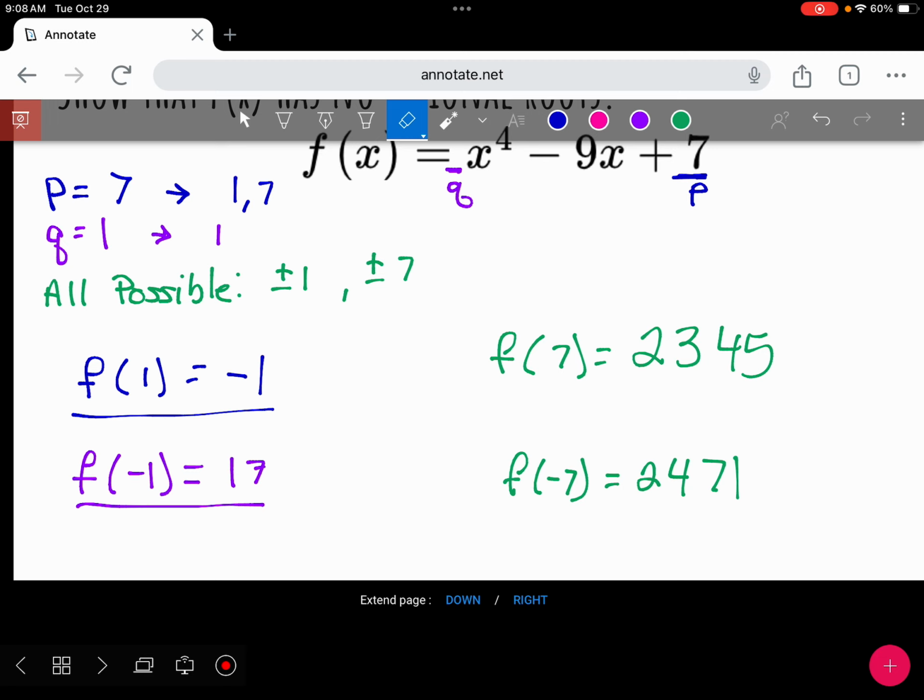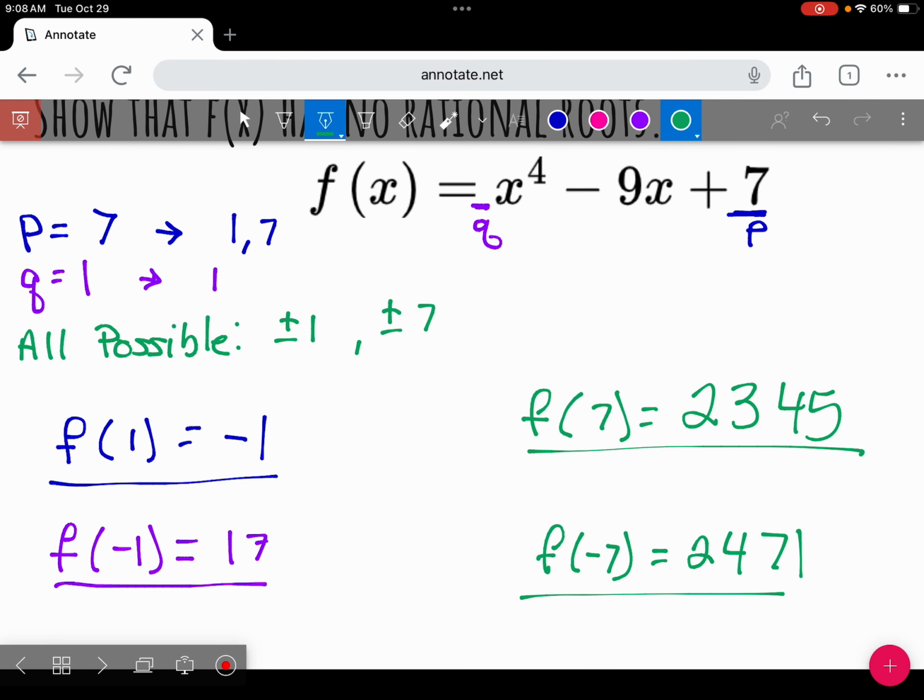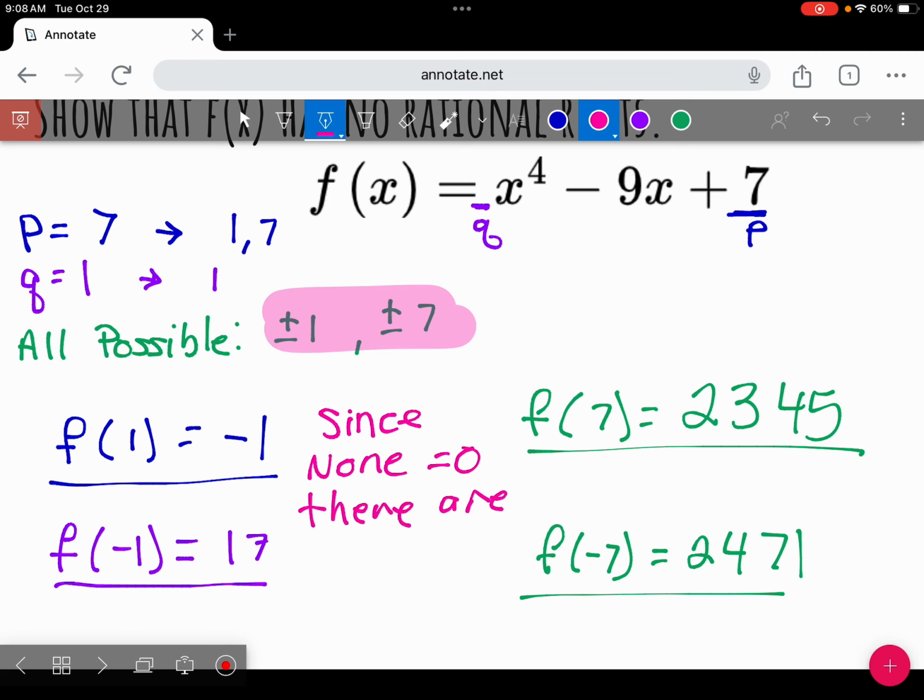Got to. So since none of our options equal 0, this is all of our possibles. There's nothing outside of this that we could have as a rational root. So since none of these equal 0, there are no rational roots. That's how we prove it.